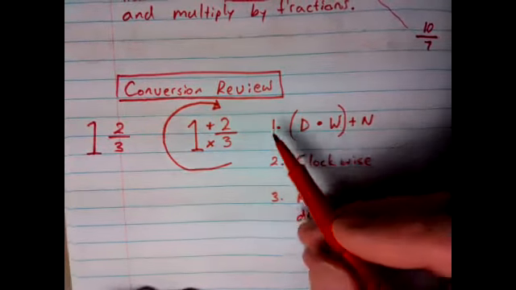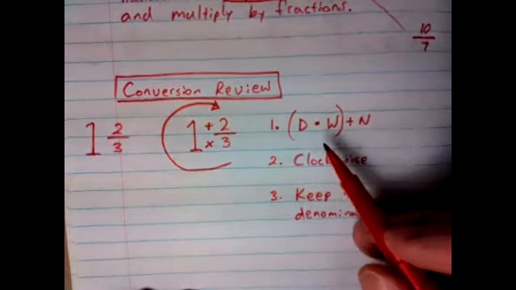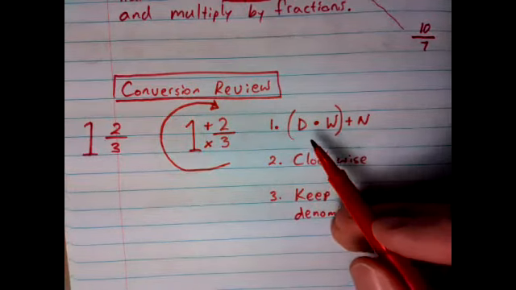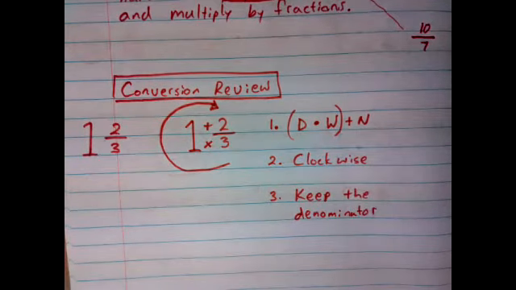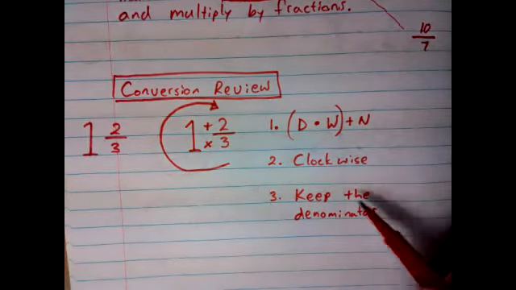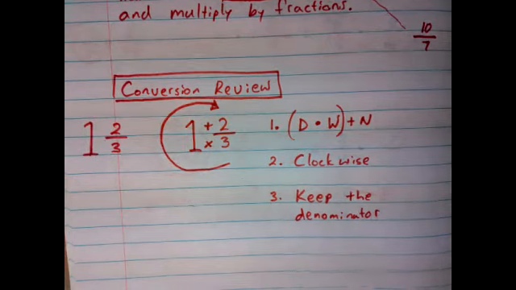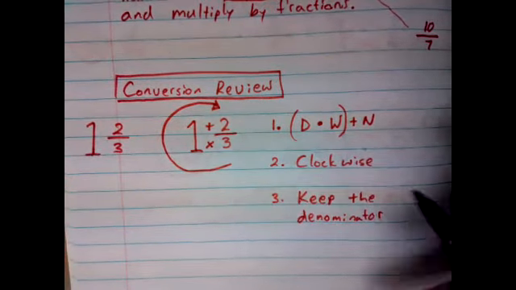All right. And as we're going that clockwise fashion, we're going to use this expression to help us out. So denominator times whole number. Then we're going to add the numerator. We're going to go clockwise. We're going to keep the denominator. So let's work this sample out together.